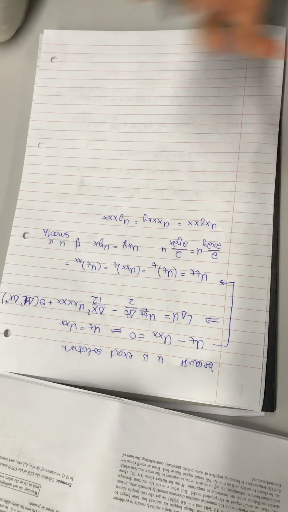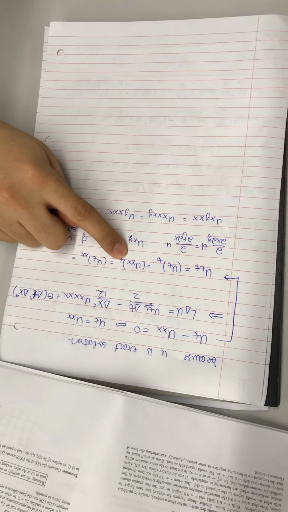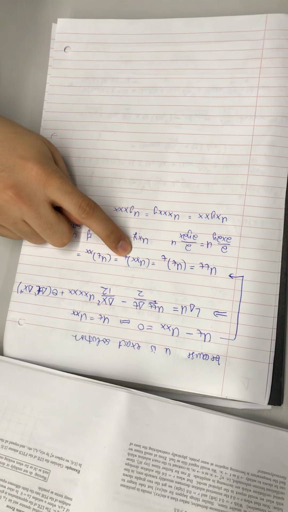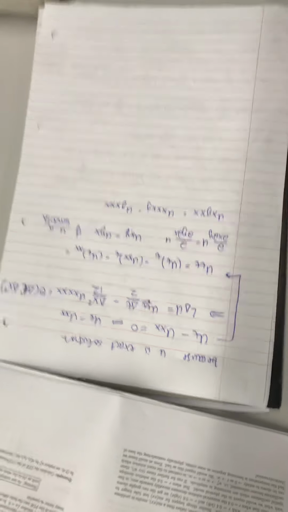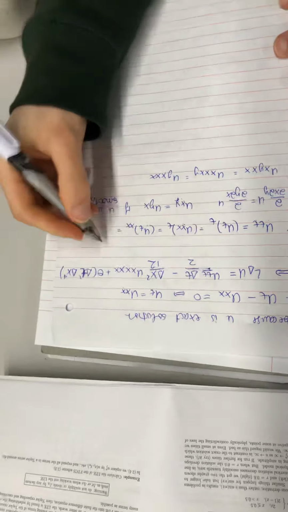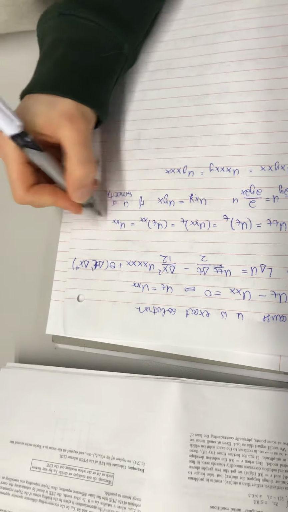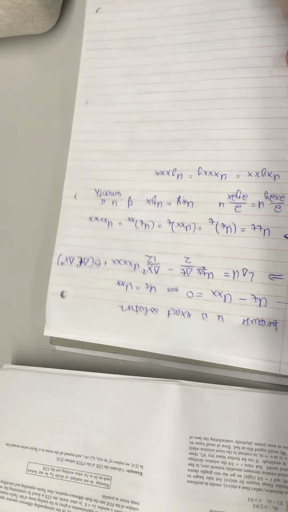Yeah, you can swap. You can just swap. However, it works best for this one. And then again, ut is uxx, so you have uxx and xx because here.